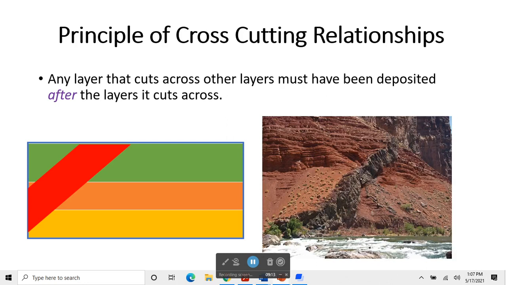This is also relevant in the geologic record here. This is an image from the Grand Canyon, and we can see that the reddish layers are horizontal. Again, that's our superposition, our principle of original horizontality. But we have this black layer that's cutting across those red horizontal layers. So what that means is that that black layer that's cutting across those layers is younger than the red sediment.